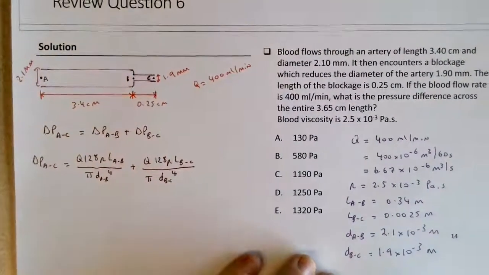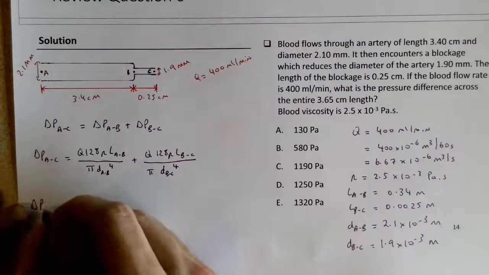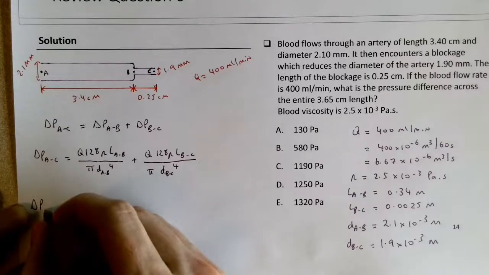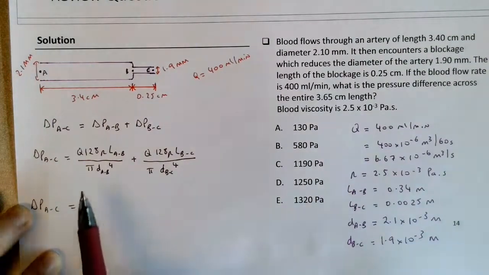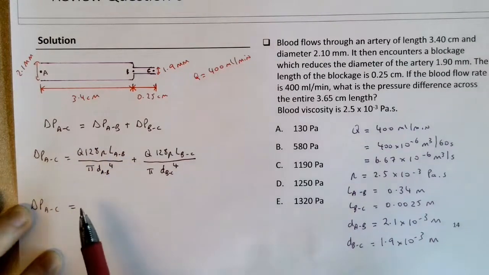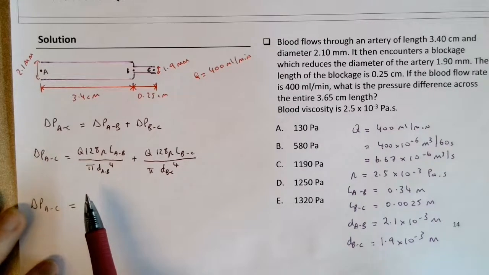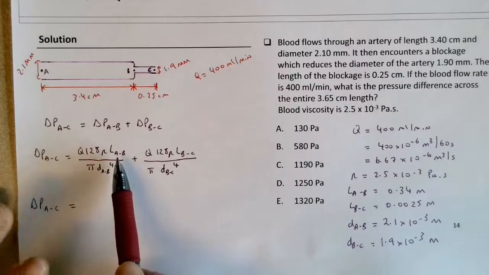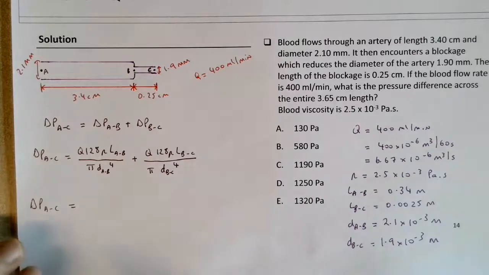Okay. All right, so you can see all those, and they're the terms that are in each of these. Once you figure out those values, delta P A to C, this first term is definitely the more significant one. Same flow rate, but the length is longer, and so the diameter is, we only do just the diameter, and even the length is significantly longer, more than a factor of 10.